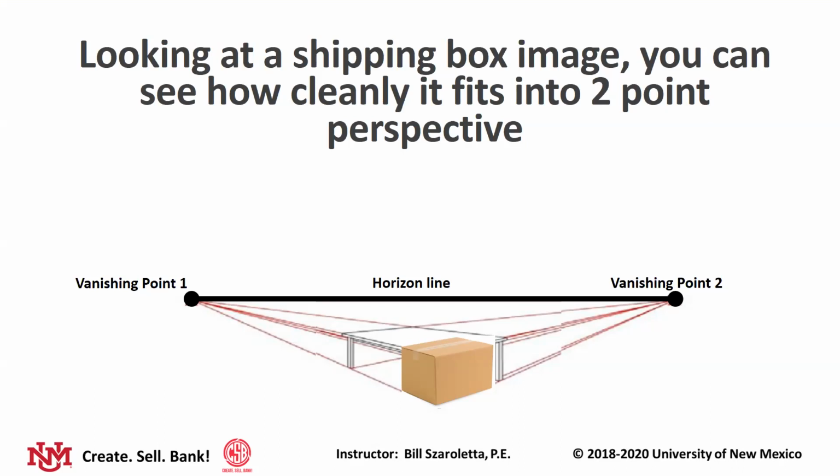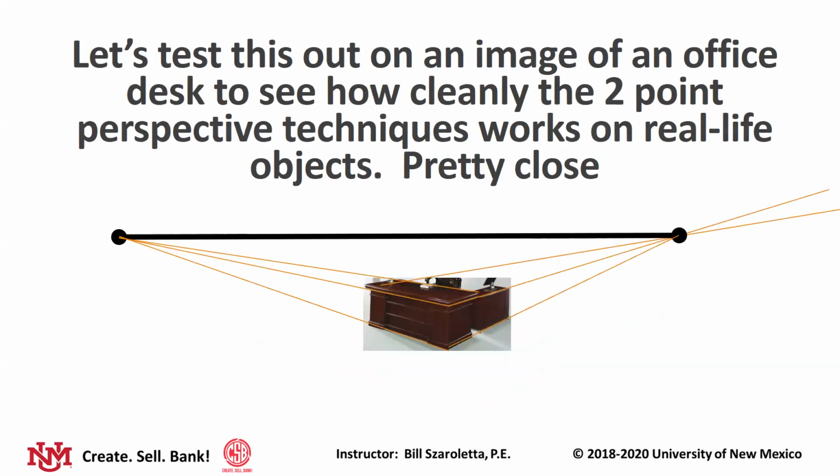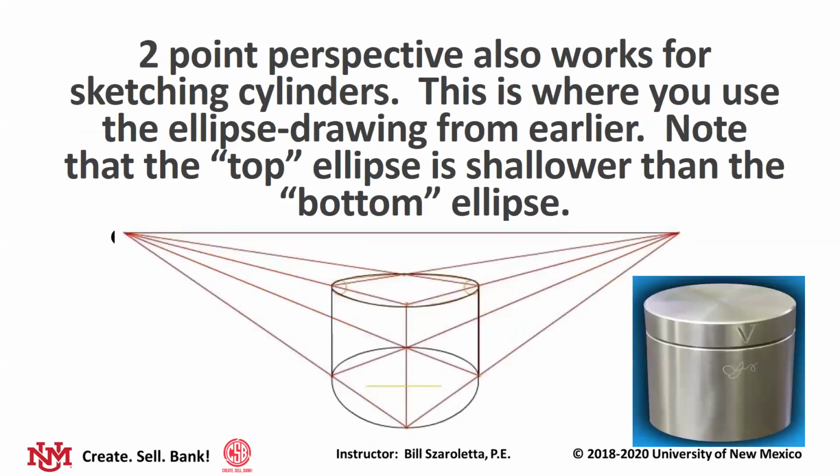Now, if we look at a shipping box image, you can see, I just copied that, open source, got a box, and it fits the 2-point perspective. So it's very realistic, and that's really what you're trying to do. You can do the same thing for an office desk. You can see the lines all fit. I'm going to go back.